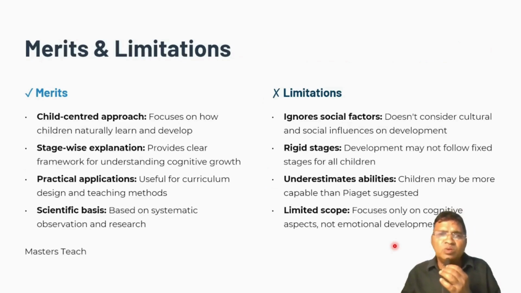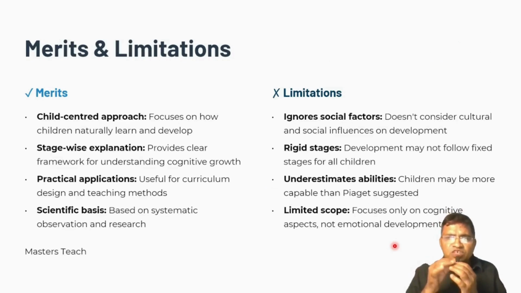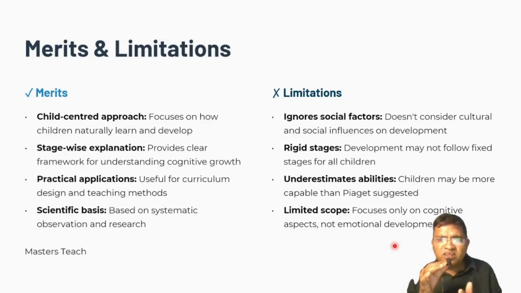So what are the merits and limitations of Jean Piaget's theory? The merits: it is a child-centered approach, it is a stage-wise explanation, third, practical applications, and fourth, scientific basis. The limitations are that it ignores social factors, it has rigid stages, it underestimates abilities, and it has limited scope.